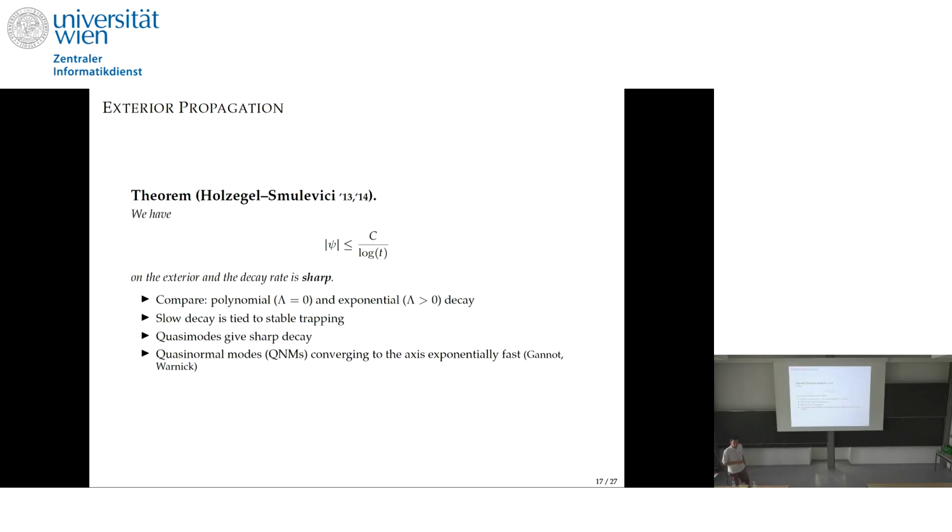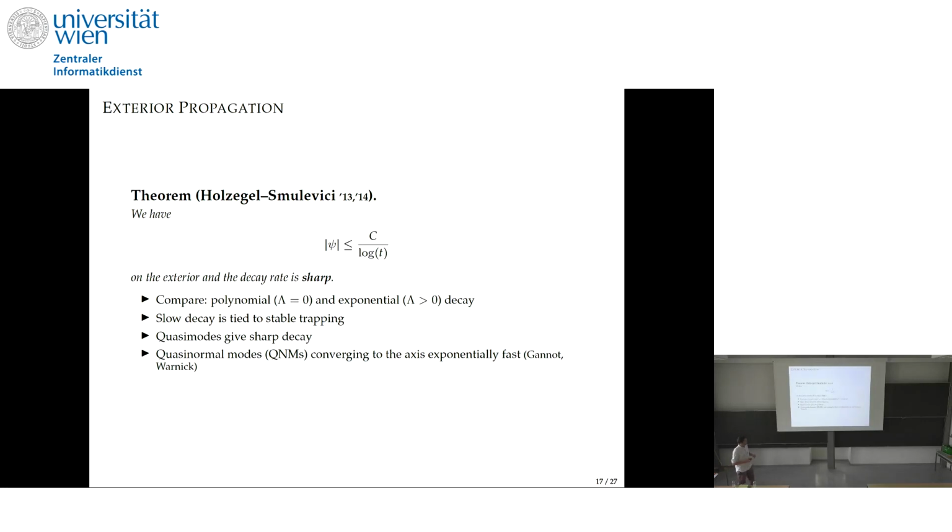So let's first talk about the exterior propagation, and we heard a little bit yesterday already. Solutions to the wave equation only decay at a 1 over log rate, and moreover, that log rate is sharp. Should also say, if you're happy to lose derivatives, you can improve on powers of log, but you cannot gain anything more than that. At this point, I should also mention that, at least in the Schwarzschild case, you can project on spherical harmonics. Each spherical harmonic decays exponentially, but the totality of them only decays like 1 over log. Let's compare this to the polynomial decay in the lambda equal to 0 case or exponential decay in the lambda positive case.